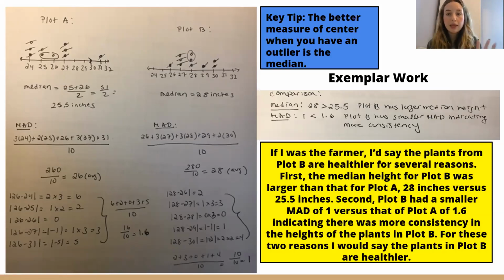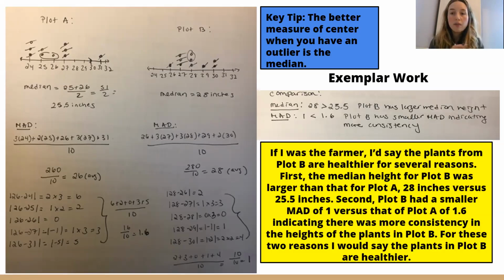So now that I've done all my calculations, you can see that I started comparing the data off to the right-hand side of the screen. So looking at the medians, I can see that 28 is actually greater than 25 and 5/10, so plot B has a larger median height. Then looking at the MAD, I can see that 1 is less than 1 6/10, so plot B has a smaller MAD, indicating that there was actually more consistency in the heights of plants in plot B.